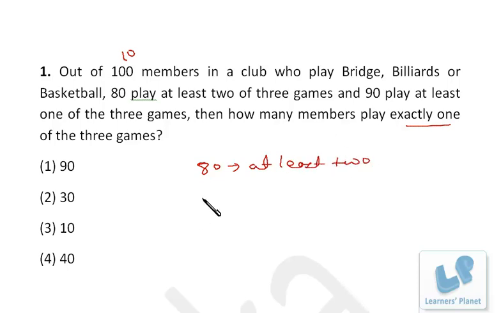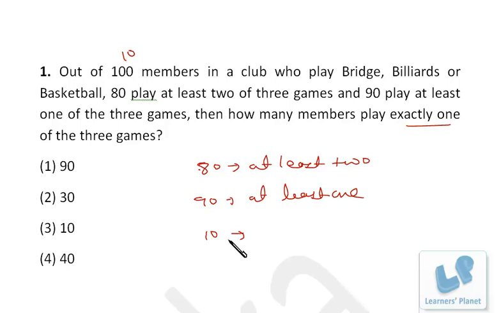And 90 are playing at least 1. That means if we deduct this from this, we'll be having 10 people who are playing exactly 1 game, because these 80 are included in this also, because at least 1, at least 2 will also be included, right? Getting my point? So these 80 people are included in this also. So 10 people are there who are playing exactly 1 game.